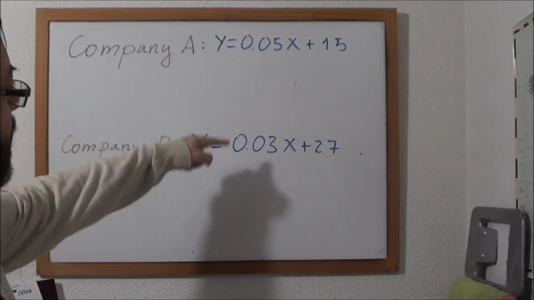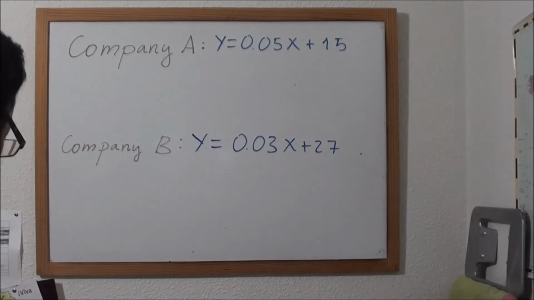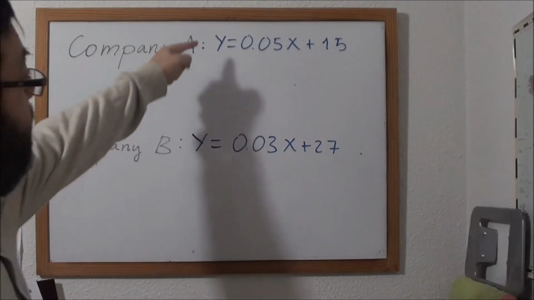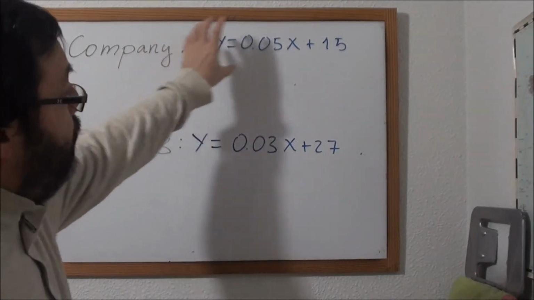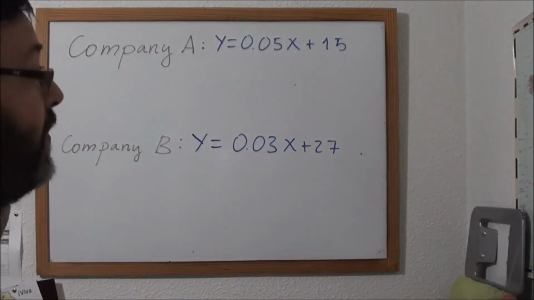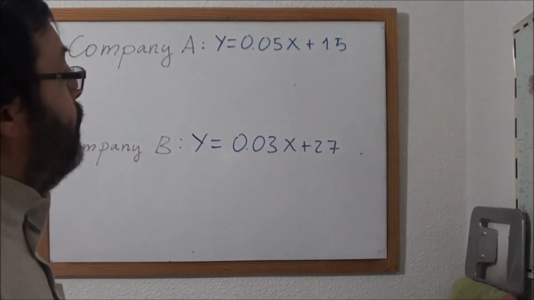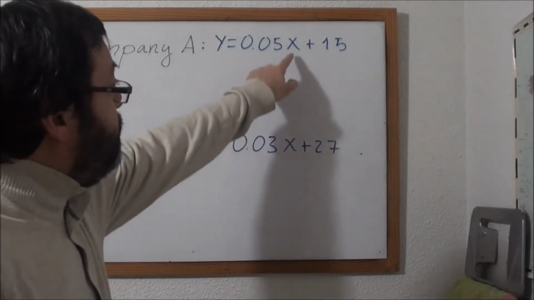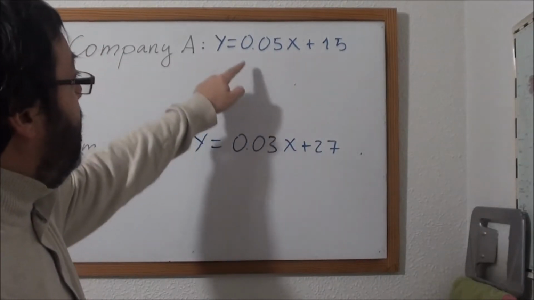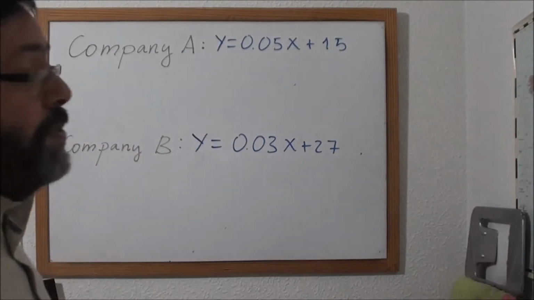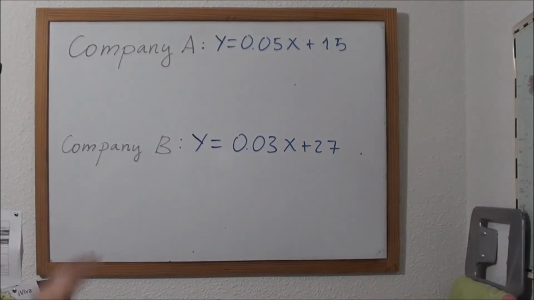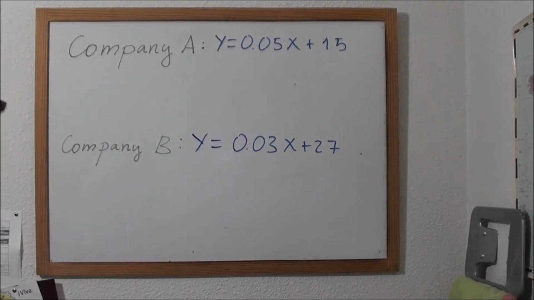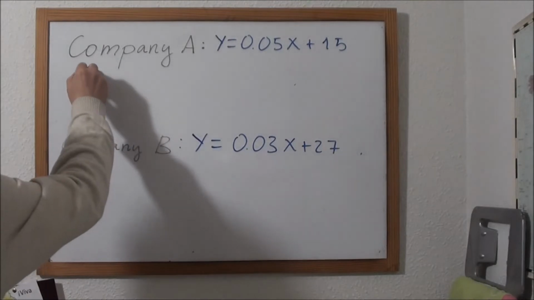And now that we have both equations, we are going to make tables. We have both functions. We have the equations showing the algebraic form of the functions, and we are going to give some values to the independent variable and obtain some values for the dependent variable. And we are going to do that for Company A and for Company B.